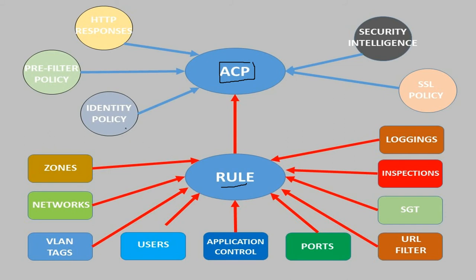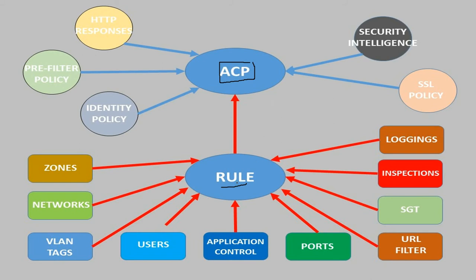The same for the identity policy. The identity policy is for users, to grab users from a third party. So yes, this will be applied in the ACP. It will have all the users, and after that you can do some action in the rule, but it's applied in the access control policy. SSL policy, the same for SSL decryption, and also for something called file policy. No, the file policy is inside the rule, but SSL decryption, yeah.